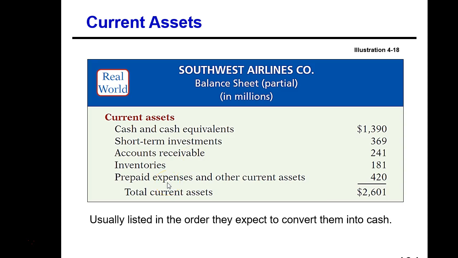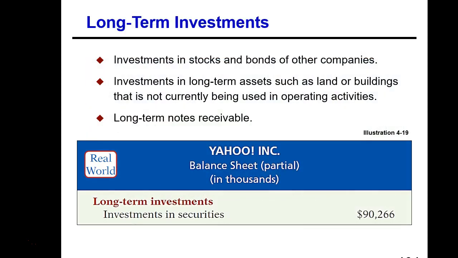Prepaid expenses are those items that we expect to use up, whether we're talking about prepaid insurance, prepaid rent, or supplies, which are examples of different types of prepaid expenses. So notice the order. They're listed in what we call order of liquidity. Liquidity focuses on how easy it is to convert these items into cash.